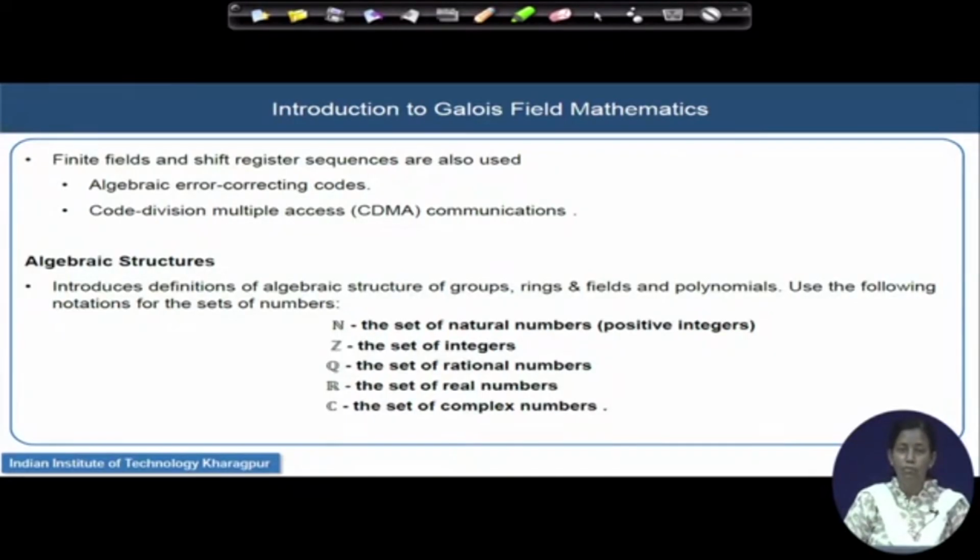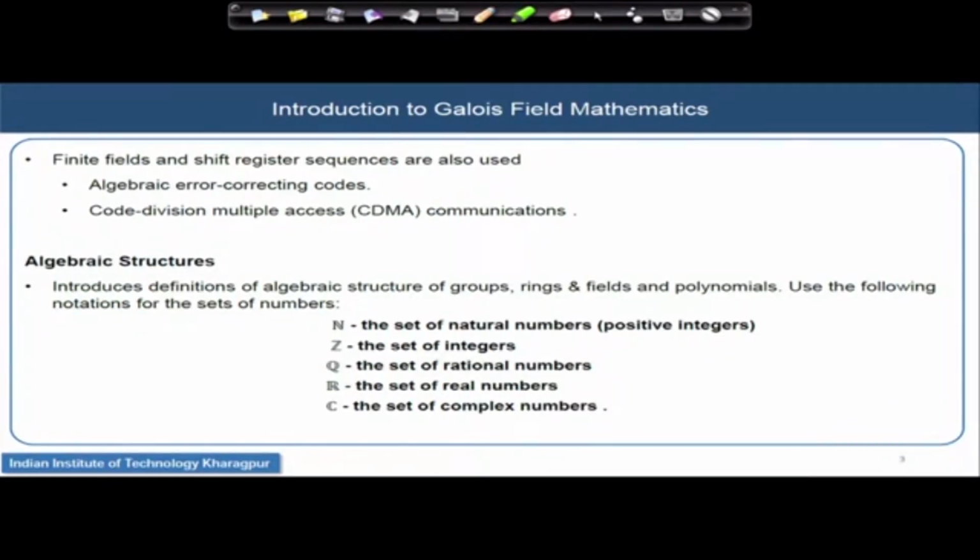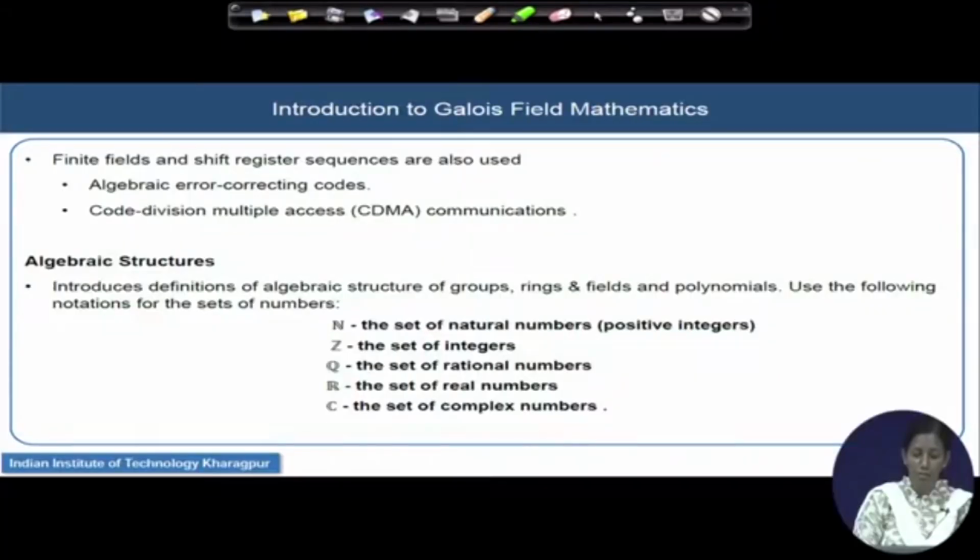From now onwards we will talk about some specific algebraic structures and architectures, which will be named as group, ring, field, polynomials, etc. But before describing their architecture, we need to understand some definitions. So, we will use the following notation.